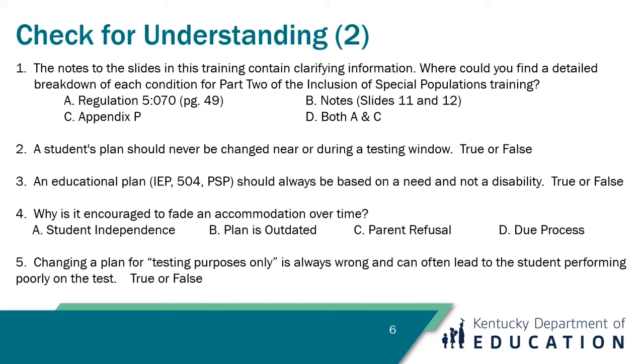The correct answer is B, found in the notes on slides 11 and 12. There is no page 49 in the Inclusion of Special Populations regulation or an Appendix P provided. Question 2 reads, a student's plan should never be changed near or during a testing window. True or false? The correct answer is false.